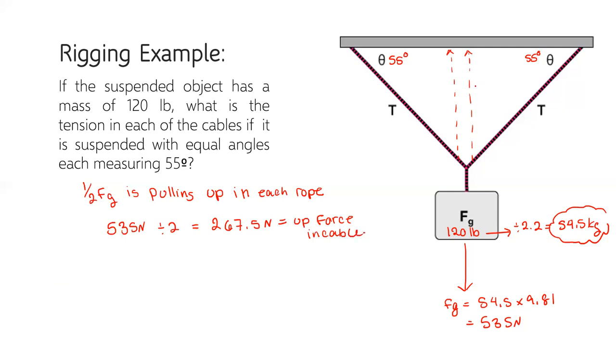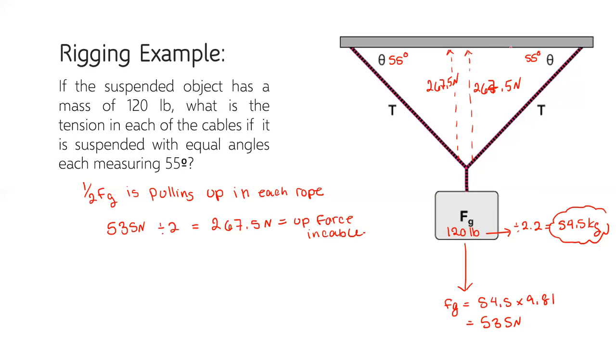So this goes 267.5 newtons. That's the upwards force. And in this cable, same thing. Okay, both of them have that much upwards force. So that balances out gravity. So we know that block is not going to rise or fall. It's holding steady. Well, how much tension is in the rope?